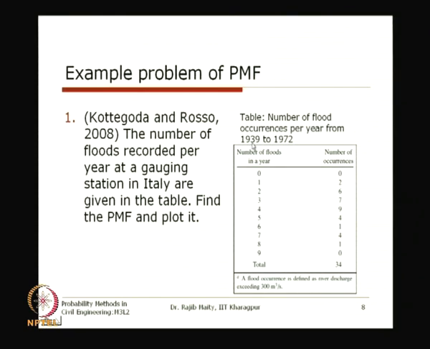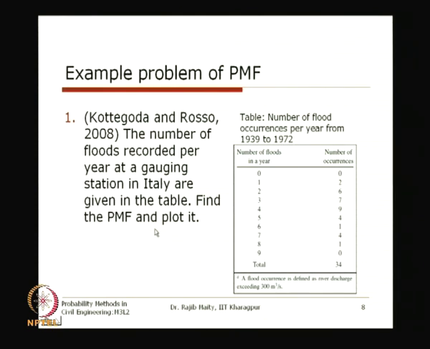Now here, for 1939 to 1972, the number of floods are noted. So, 0 floods: this table says 0 floods occurred in 0 years. 1 flood has occurred in 2 years, 2 floods in 6 years, 3 floods in 7 years. In this way, 9 floods in a year occurred for 0 occurrences. If we add up the total years, this 34 should match the data that is available to us. Now, we have to define the PMF for this one.